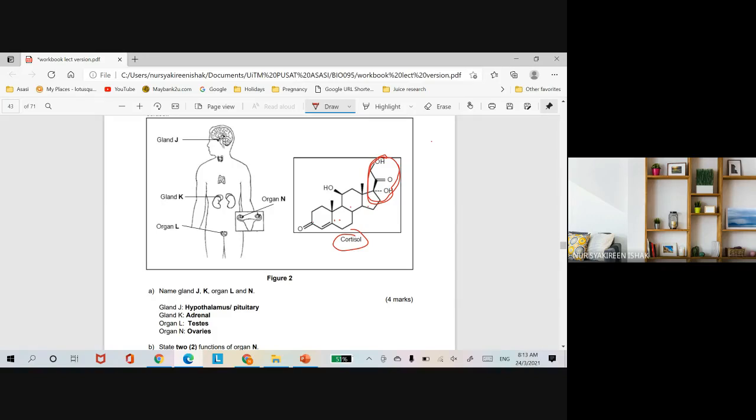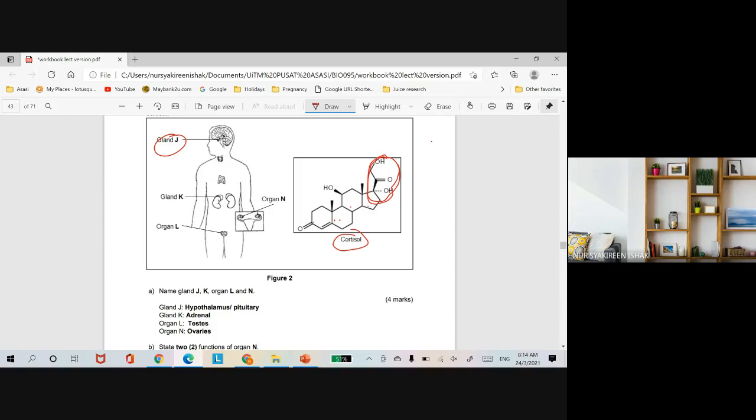So that is the adrenal gland. For gland J, because it is so tiny, you could label it as either hypothalamus or pituitary gland. But if the diagram were enlarged and showed specifically the hypothalamus, then you have to label hypothalamus. If it shows specifically the anterior pituitary, for example, you have to label it as anterior pituitary.